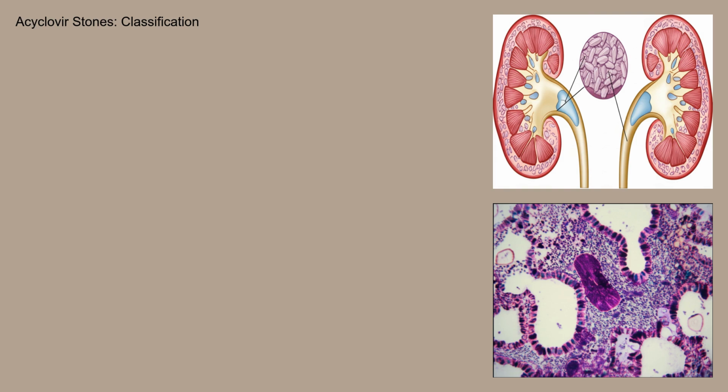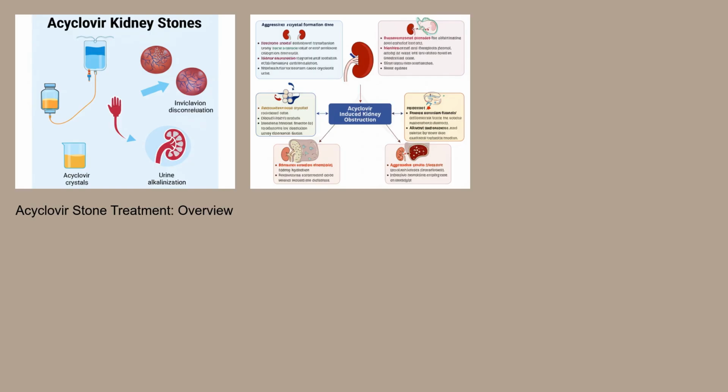Acyclovir stones don't typically fall into specific subtypes like calcium oxalate or uric acid stones. However, the severity of acyclovir-induced nephropathy can be classified by the degree of kidney dysfunction and the extent of tubular obstruction. The cornerstone of treatment for acyclovir stones is focused on reversing the crystal formation and supporting kidney function.